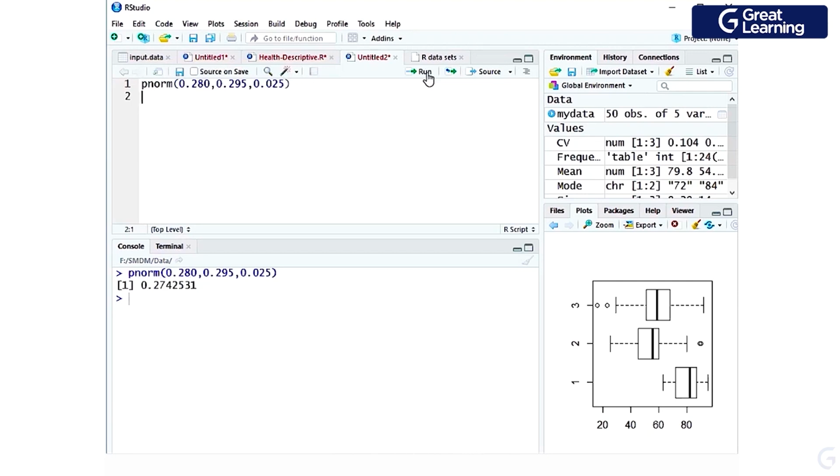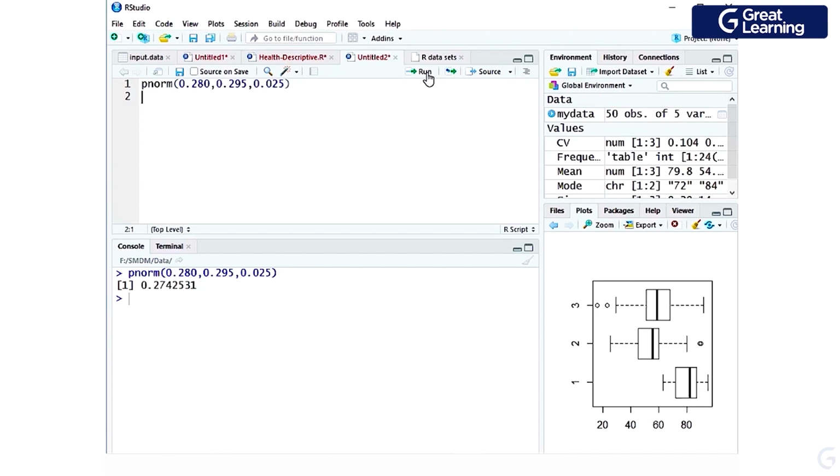You get the same answer. The advantage is I don't have to say cumulative operator 1 like in Excel. In Excel I have to enter it, R straight away accepts it. Mean is equal to this, standard deviation is equal to this. I can write it also.